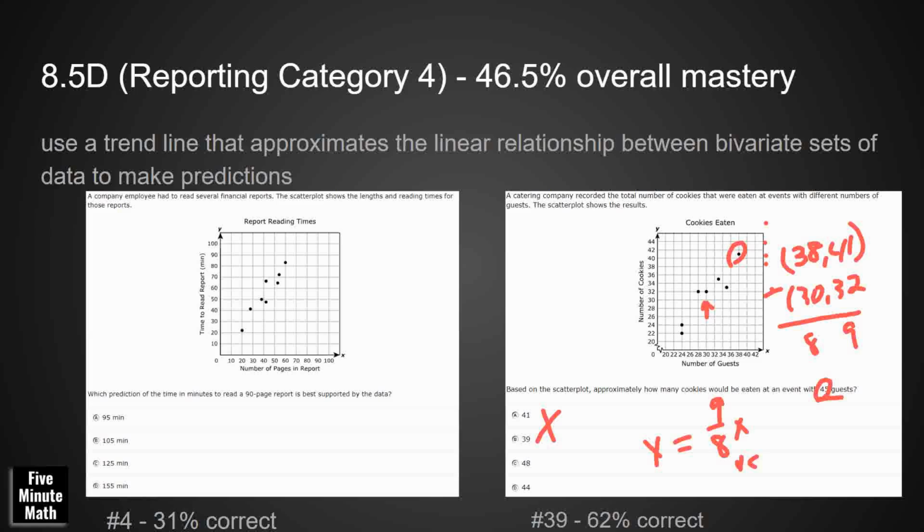9/8 is 1.125, and then we're going to multiply that by our 45, and we're going to get about 50. Let's call it 50.6. Now, what's going to get close to that is that 48, that top one. If we were to draw a line, it would work right about there. So that's our answer, C.